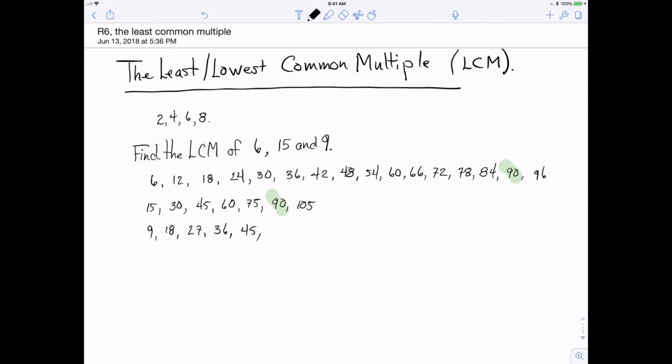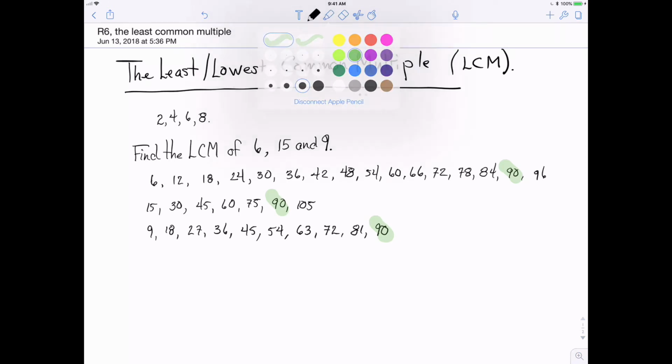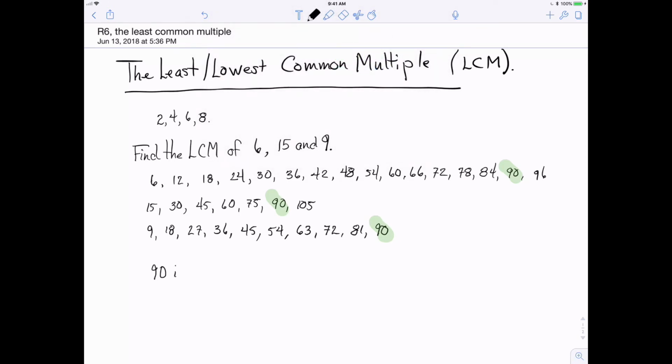Let's keep counting by the nines and see if we get to a 90 there. So I count by nines, it goes 45, 54, 63, 72, 81. Oh, and sure enough, there it is, 90. And so you'd say 90 is the lowest common multiple of 6, 15, and 9.